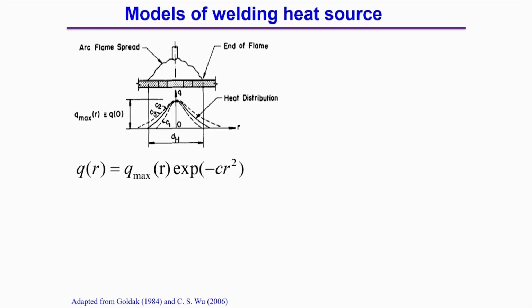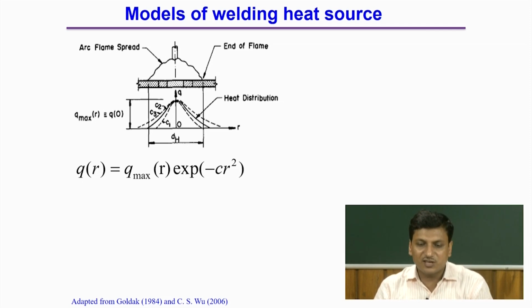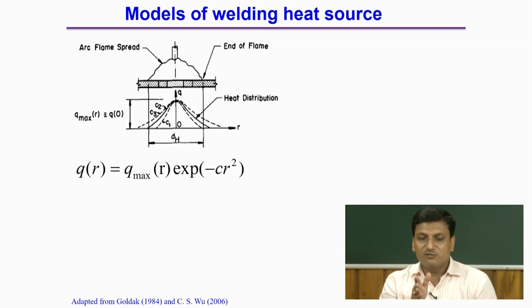Now, we start from the models of the heat source, looking at the disc type of heat source. Here you can see in the top figure a representation of the arc. Normally we can see the energy of the flame spread over a certain boundary with respect to the center, and this generally follows a typical Gaussian distribution.